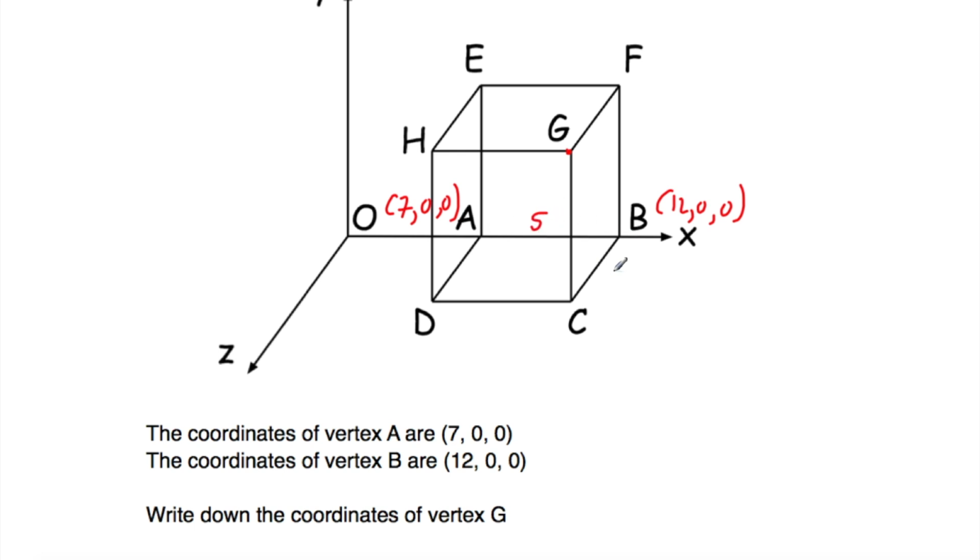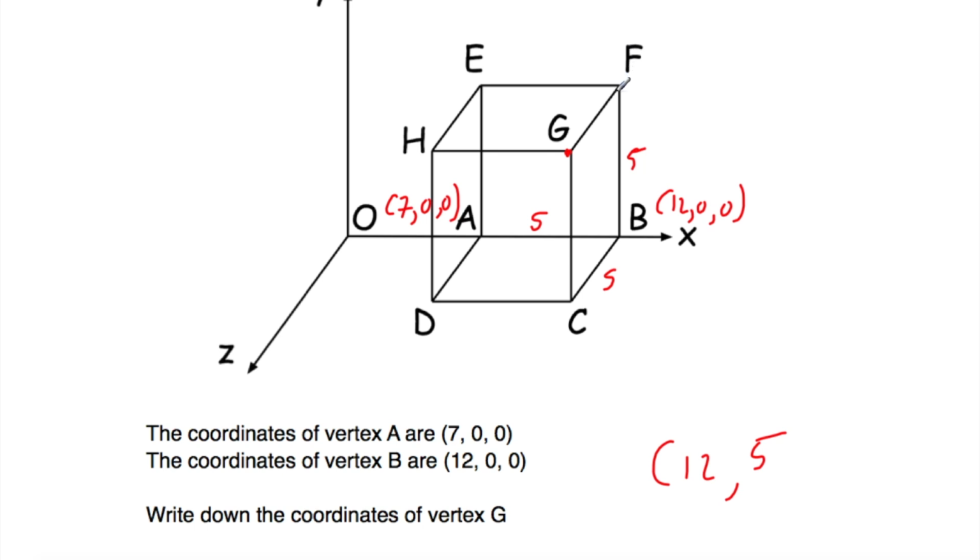And because it's a cube, that means that this would be 5 and this would be 5 and so on. So if we wanted to get the coordinates of vertex G, this point here, we would be going from O to B, so it's going to be 12 across because we're going 12 across in the x-axis direction. We're then going to be going up 5 to get to F, so then going up 5 in the y-axis direction.